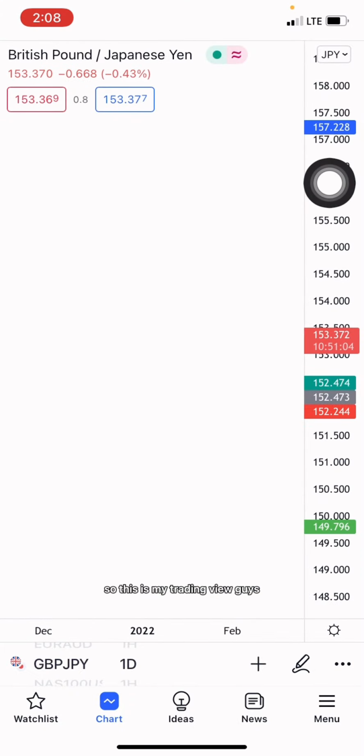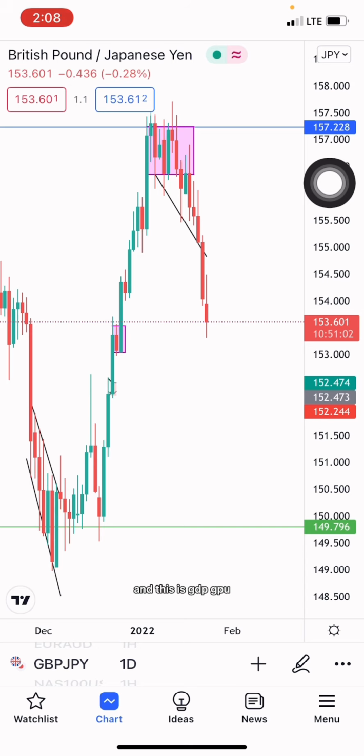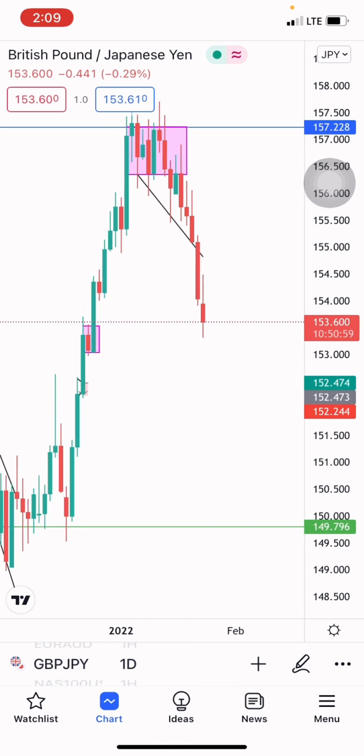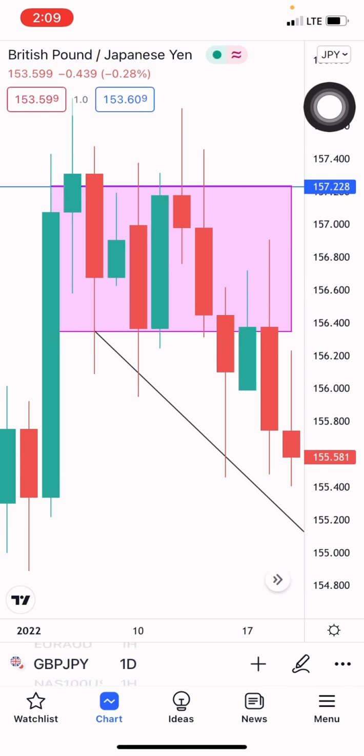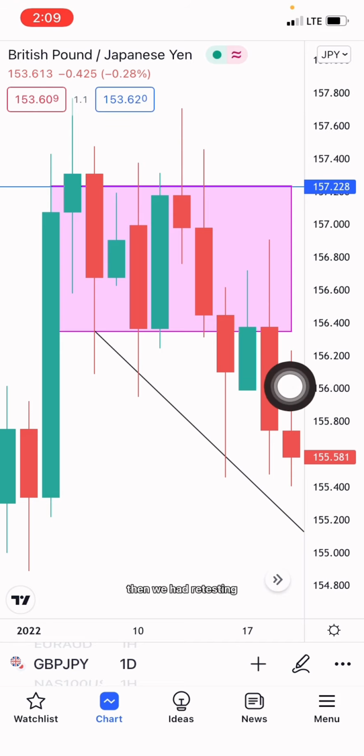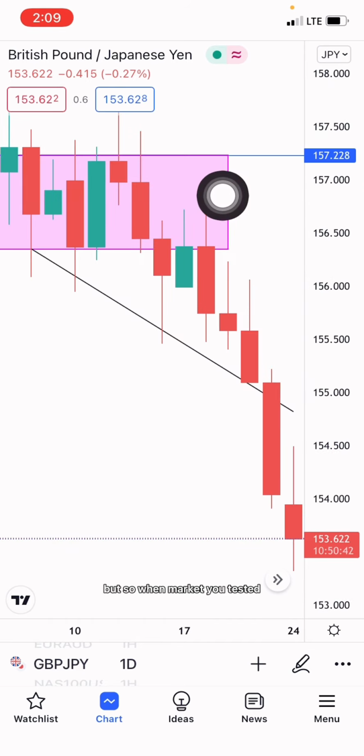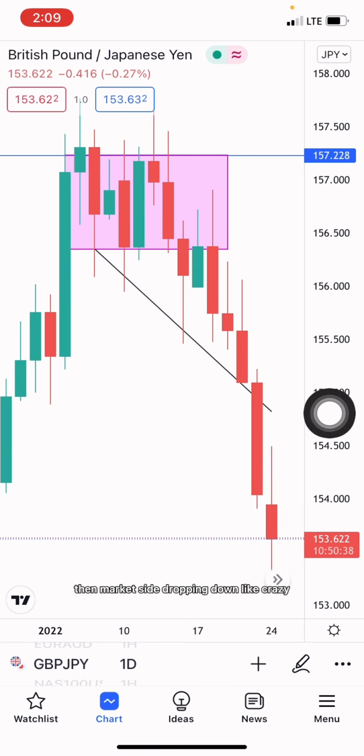So this is my TradingView, guys, and this is GBPJPY. As you can see, I was able to mark out my important zone using this box. So I put my candles there. Then we had the market breaking out like this. Then we had a retest. Yeah, my boxes are not perfect, but when the market retested, this was all rejection. Then the market started dropping down like crazy.